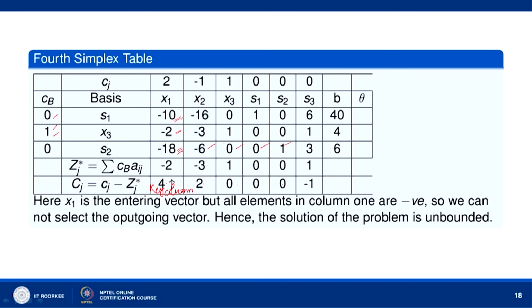To get the outgoing vector, we divide the elements in the B column by the corresponding elements in the key column. So, minus 40 divided by minus 10 will be minus 4 here, 4 divided by minus 2 will be minus 2 here, 6 divided by minus 18 will be minus 1 by 3 here. So, there is no positive ratio, and therefore we cannot find the outgoing vector. x 1 is the entering vector, but all elements in column 1 are negative, so we cannot select the outgoing vector. Hence, the solution of the problem is unbounded.